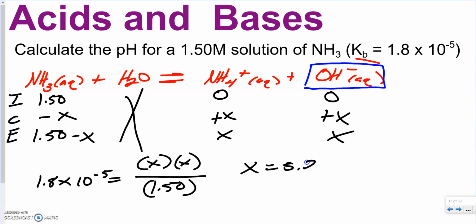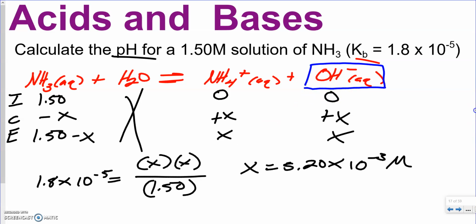I'm getting 5.20 times 10 to the negative third molar, and that is my concentration of both the ammonium ion and the hydroxide ion. I could technically go plug that in and figure out what the concentration of my ammonia solution is at equilibrium. But again, I don't care about any of that because all I care about is pH. So for right now, all I care about is pOH.